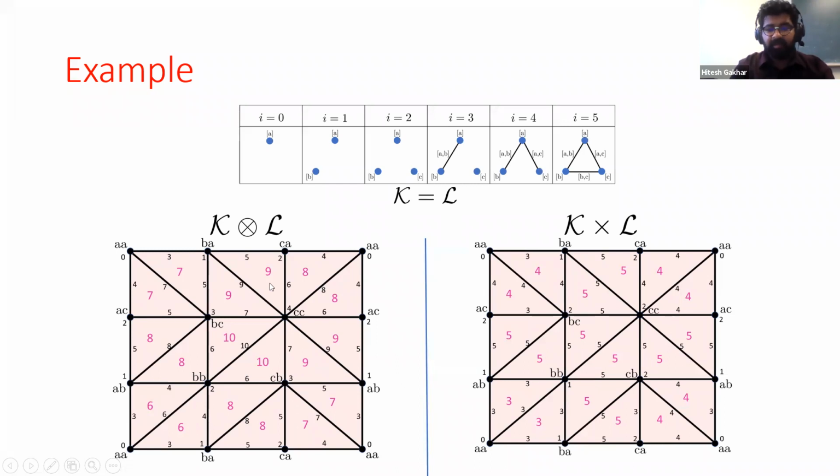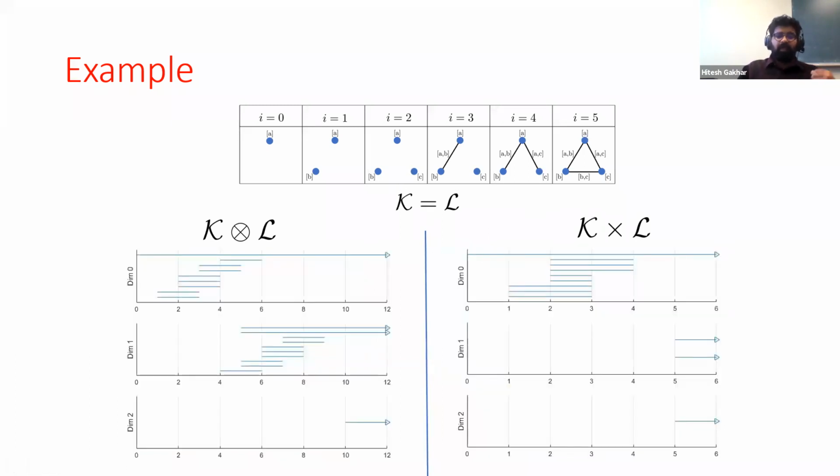The numbers here represent the index at which that particular simplex appears. As we can see, the numbers are a lot more clustered together in the categorical filtration, and they're far more spread out in the tensor product. So this is what the respective barcodes look like.